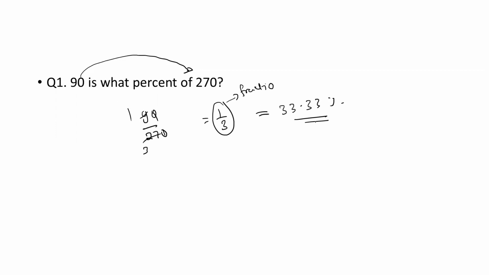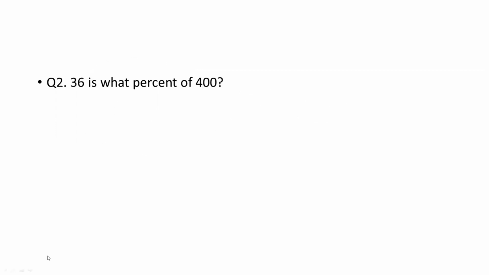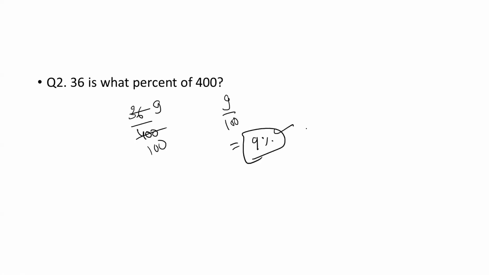Then again, question number 2: 36 is what percent of 400? What you will do? 36 by 400. Four ones are 4, 0, 0, and 4 nines are 36. So 9 upon 100, which will be, of course, 9%. Are you getting my point?